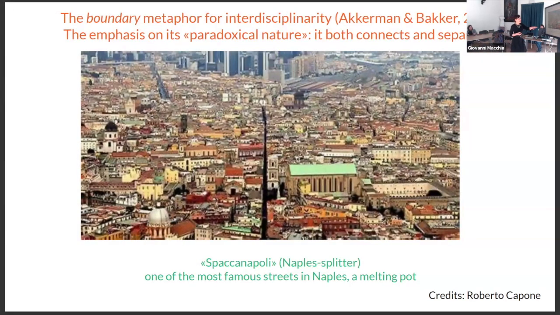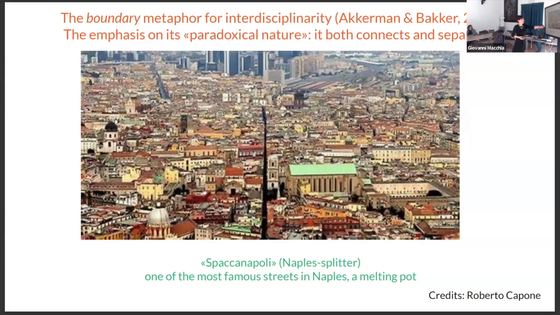So the boundary is interesting, and also interesting because there is a sort of paradox of the boundary, in the sense that a boundary, like interdisciplinarity, is something that at the same time connects and separates. So there is this double direction of separation and connection.